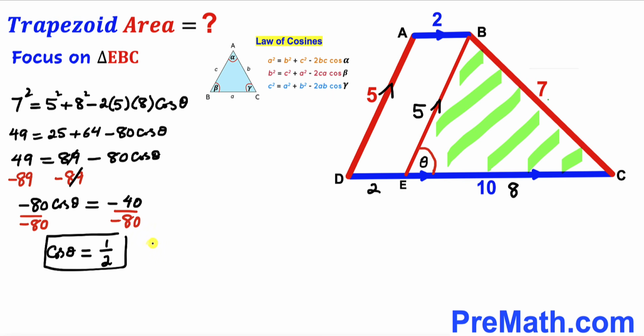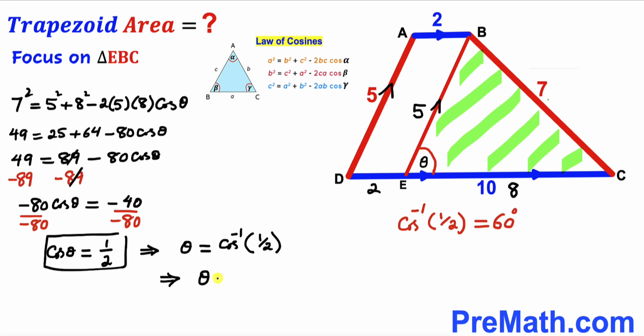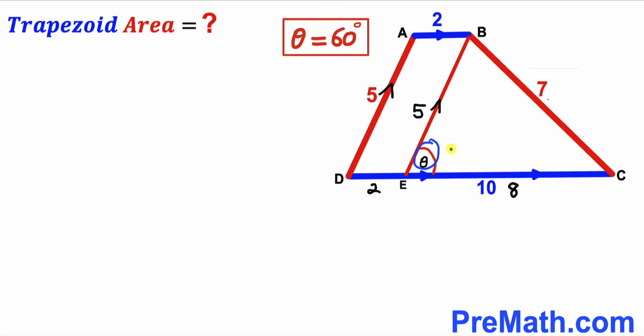Since we are interested in finding theta, we can write theta equals cosine inverse of 1 divided by 2. And we know cosine inverse of 1 divided by 2 is simply 60 degrees. So our angle theta turns out to be 60 degrees.